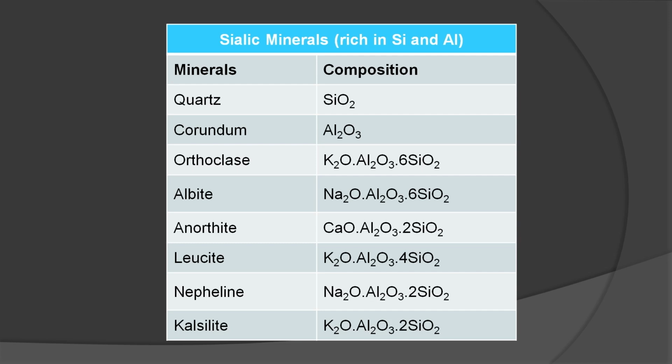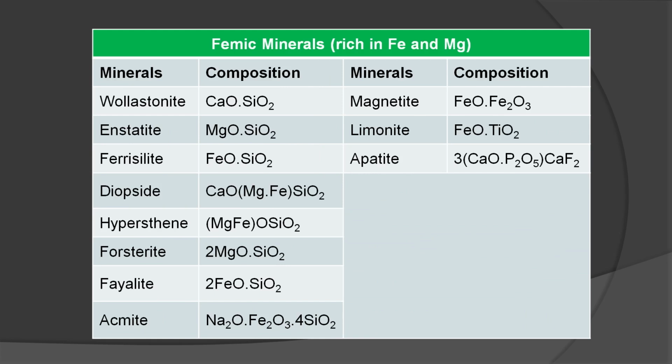their chemical composition. Likewise, the femic minerals are rich in iron and magnesium. From the mineral compositions, you can clearly see that these have magnesium and iron in their chemical formula. For instance, you have diopside, which is CaO, MgFe, SiO2. So from the mineral formula, you can clearly see the iron and magnesium in their composition.